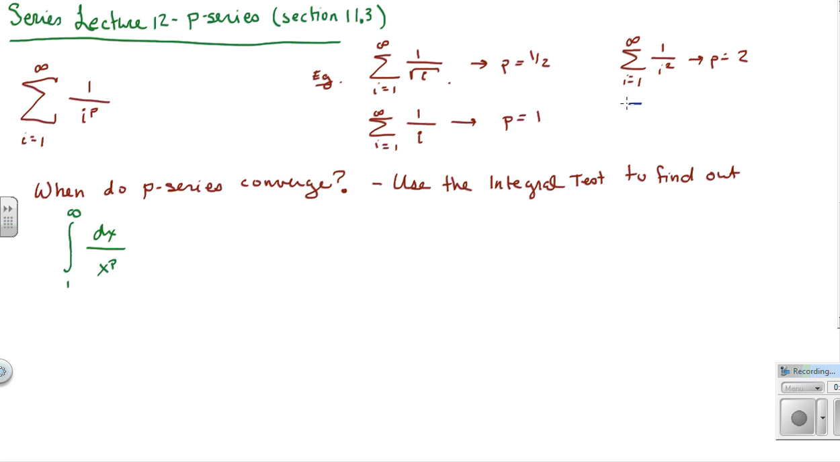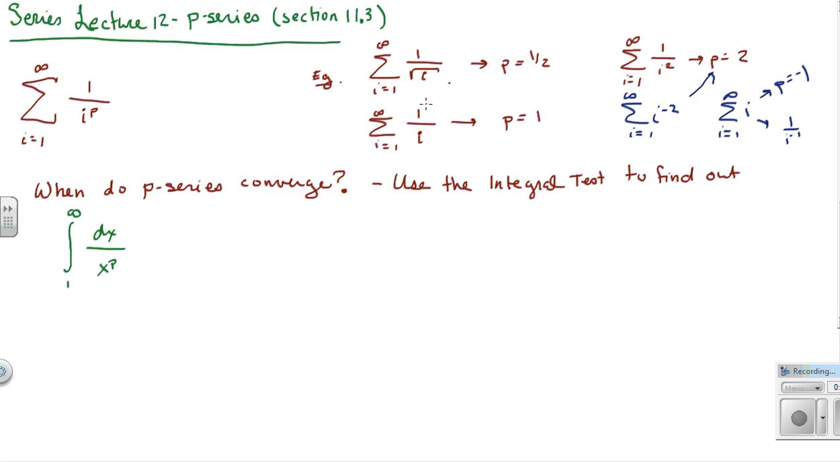Of course, be careful, this could have been written as i to the negative 2, and realize that still is p equals 2. p is the power of the i in the denominator. So if I did the sum i equals 1 to infinity of i, that would be p equals negative 1, because that would be 1 over i to the negative 1. So it's the power in the denominator.